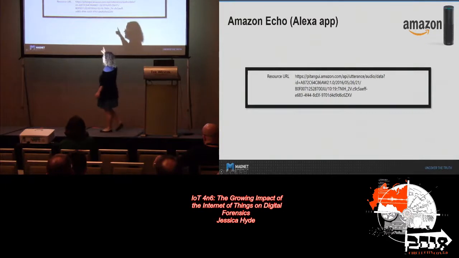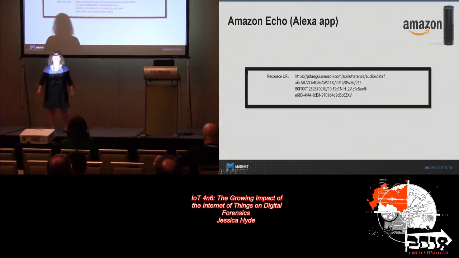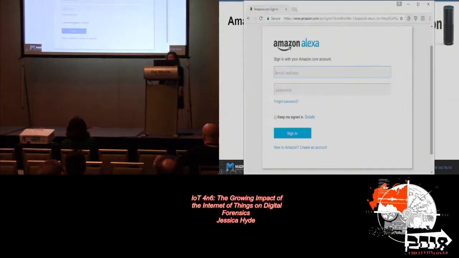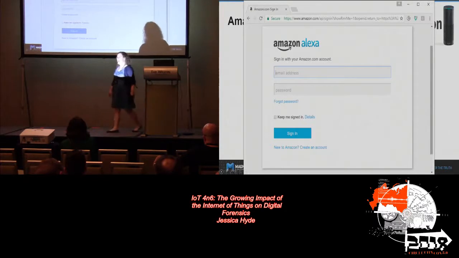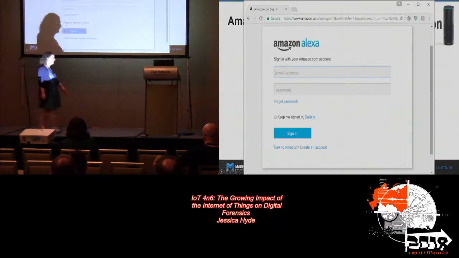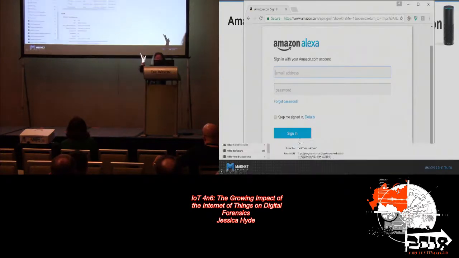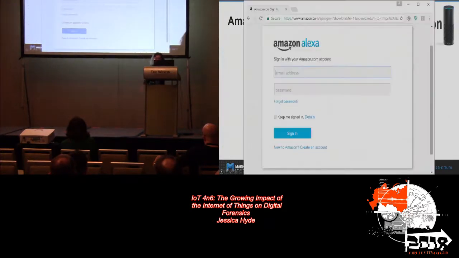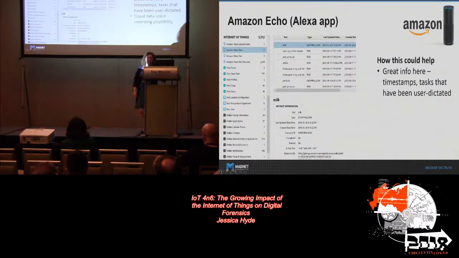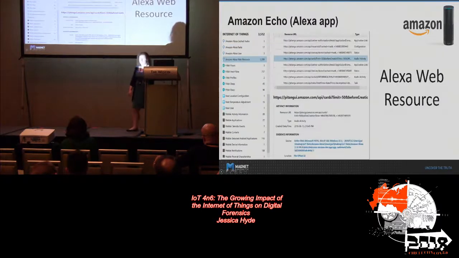What you're going to get for each task is this resource URL. This resource URL is great because if you just take that resource URL and select it, it will ask you to sign in, if you have the credentials. And hint, hint, most people use their Gmail and Gmail password for their Amazon account. Just happens to work that way. Usually can get it off their computer. You will actually get the actual recording will play. Now, this can be very helpful for timestamps, tasks that have been dictated by the user, and again, if you can get to the cloud and have those credentials, you can get the voice recording.